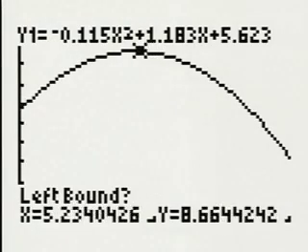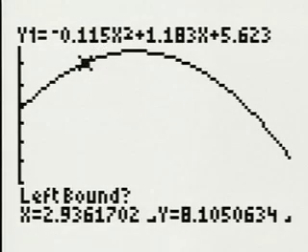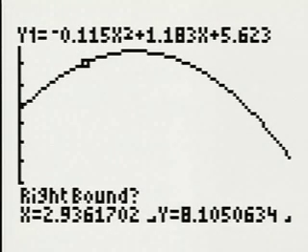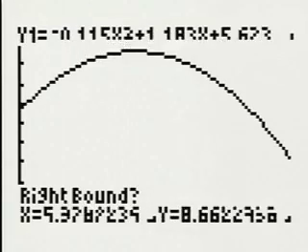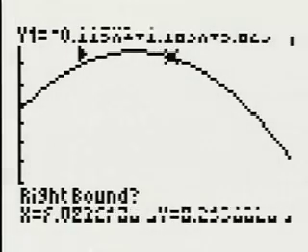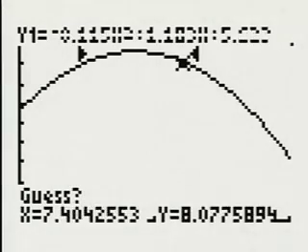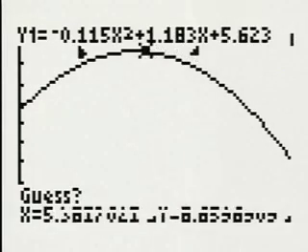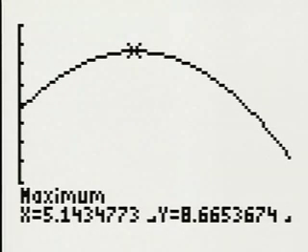The left bound, we need to go to the left of the peak, so we want to scroll to the left so that we're clearly on the upside of the peak. Hit enter to select that. For our right bound, we want to scroll so that we're clearly to the other side of the peak, the downward slope. We'll hit enter. And for our guess, we're going to go ahead and try to scroll to the top of the peak and hit enter.